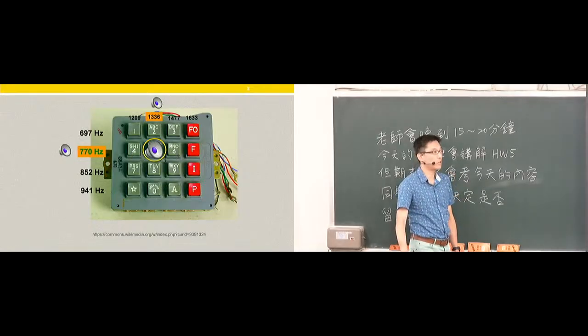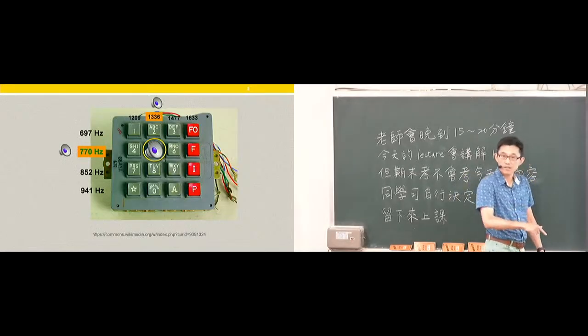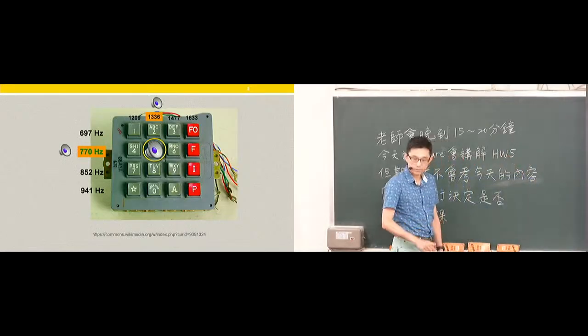So it's a very simple idea, okay? That's how technology advanced in the past. On the phone pad, each button corresponds to a combination of 2 tones. We use the frequencies to encode which button has been pressed. Okay? So far so good?